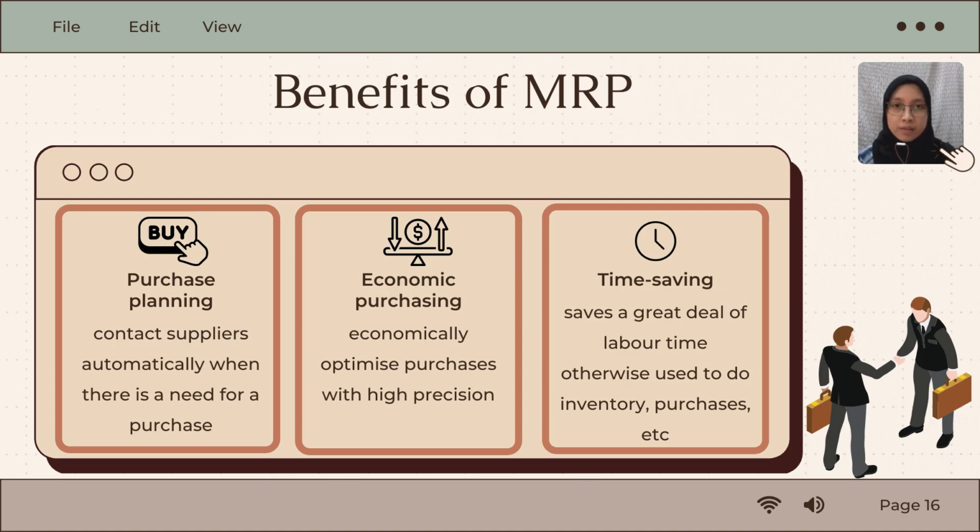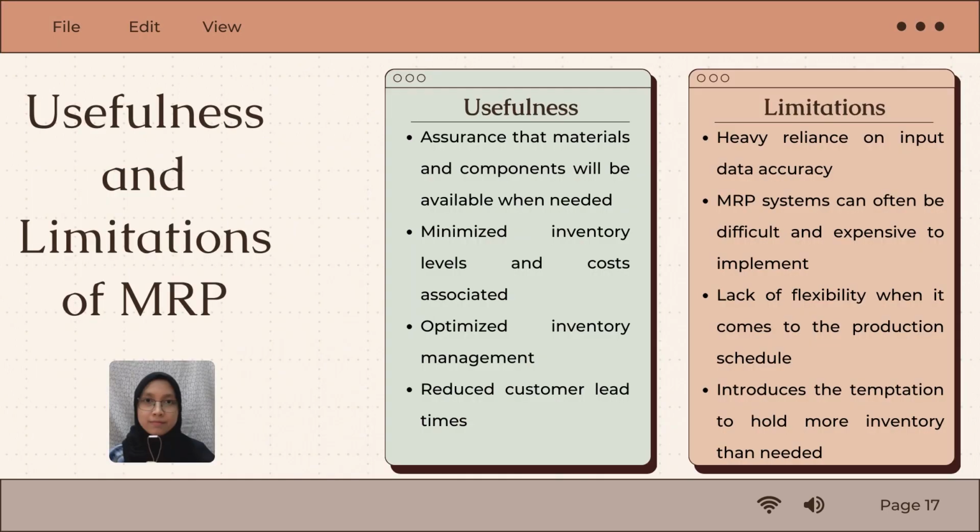The third one is time saving. MRP systems are completely automated and require very little human input. This saves a significant amount of time that would otherwise be spent on inventory, procurement, and production management. This system's accuracy far exceeds that of any error-prone human method.